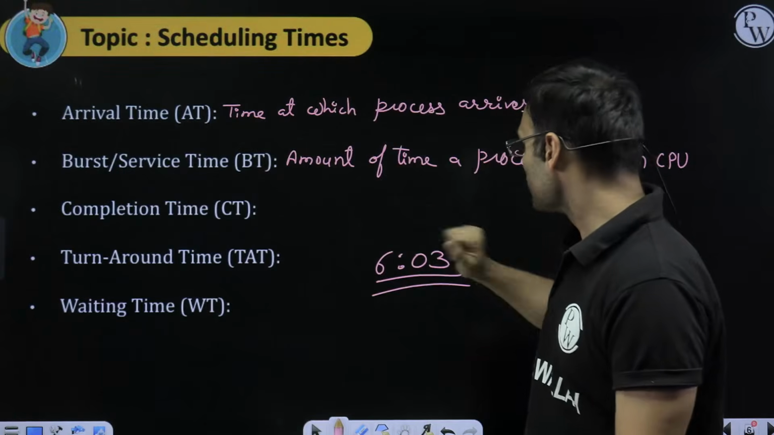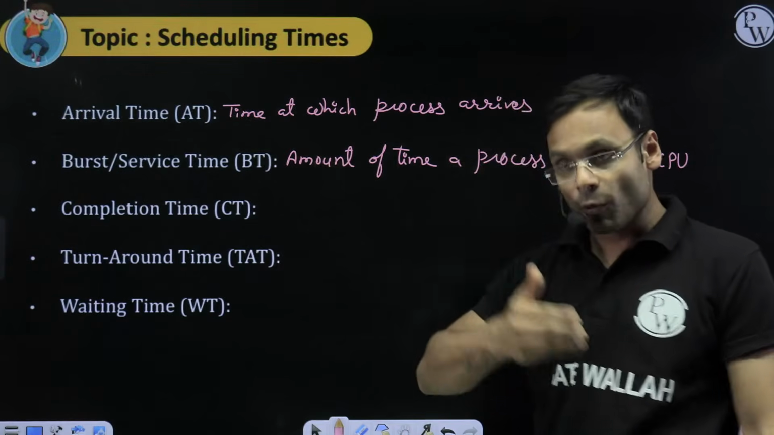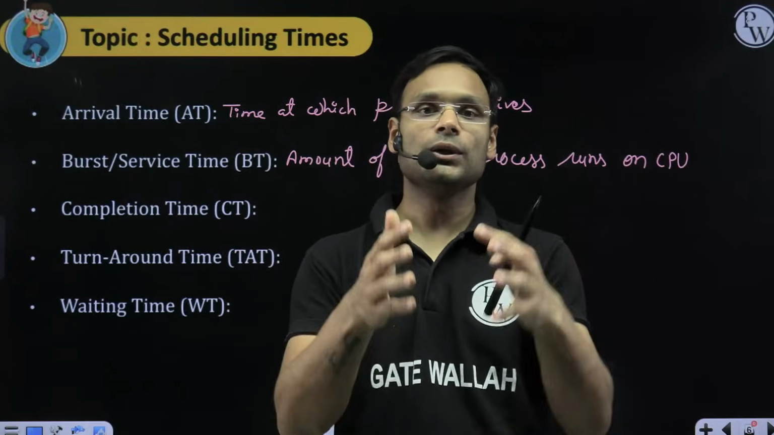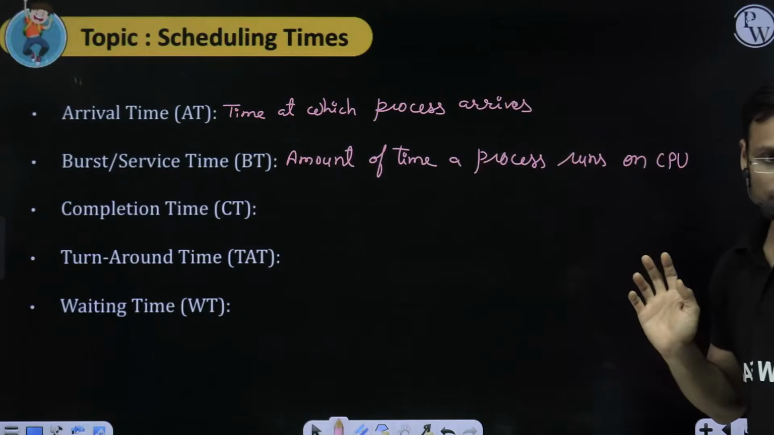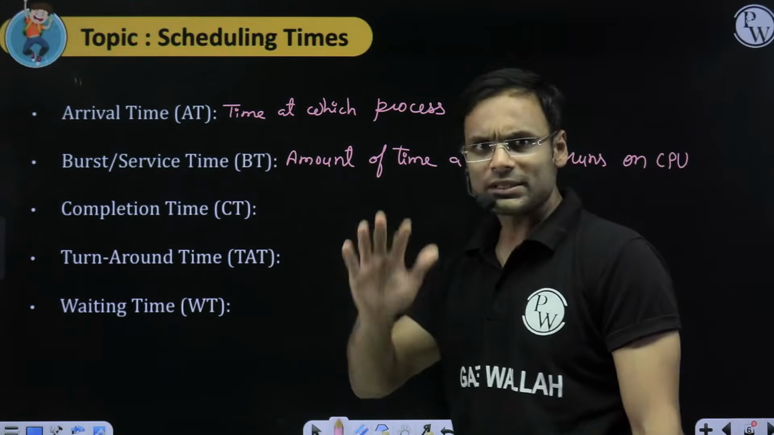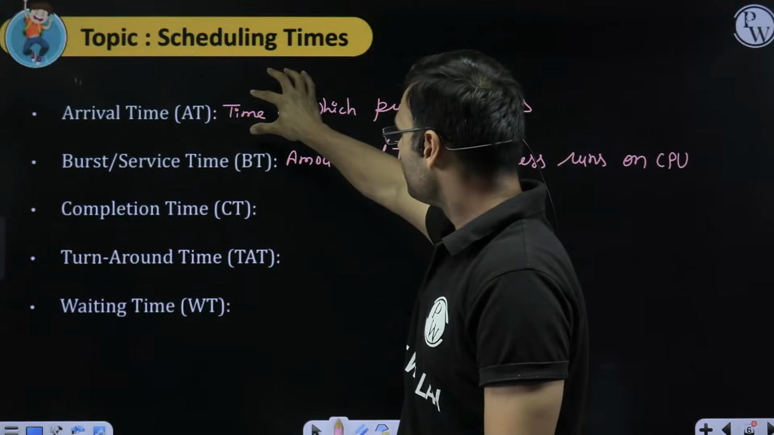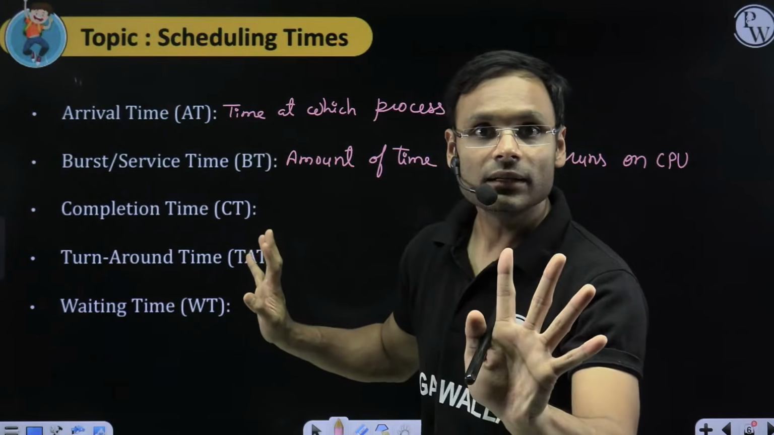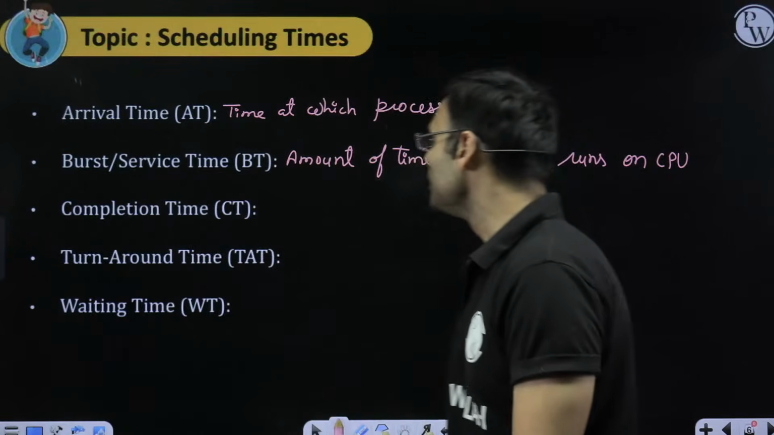So this burst time is actually a duration of time. How much amount of time a process runs in the CPU, that is its burst time. Are you guys understanding the difference between wall clock time and amount of time? Understanding, na?